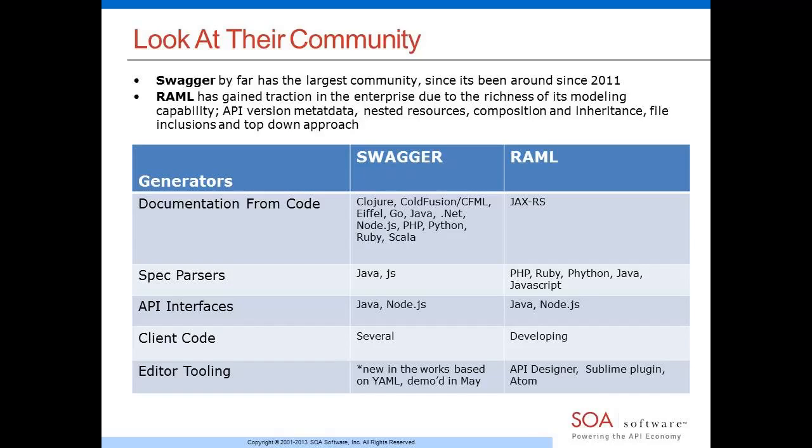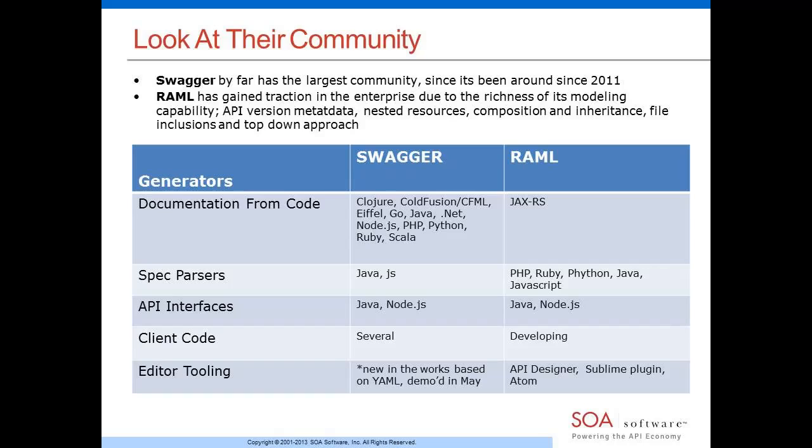The ability to generate API interfaces, right? So both RAML and Swagger have the ability to generate API interfaces. I think RAML has a little lead here because it's from a top-down perspective, and you have an easy way to create the specification to begin with, RAML Editor. Generate client code, again, Swagger has several. RAML is still developing.